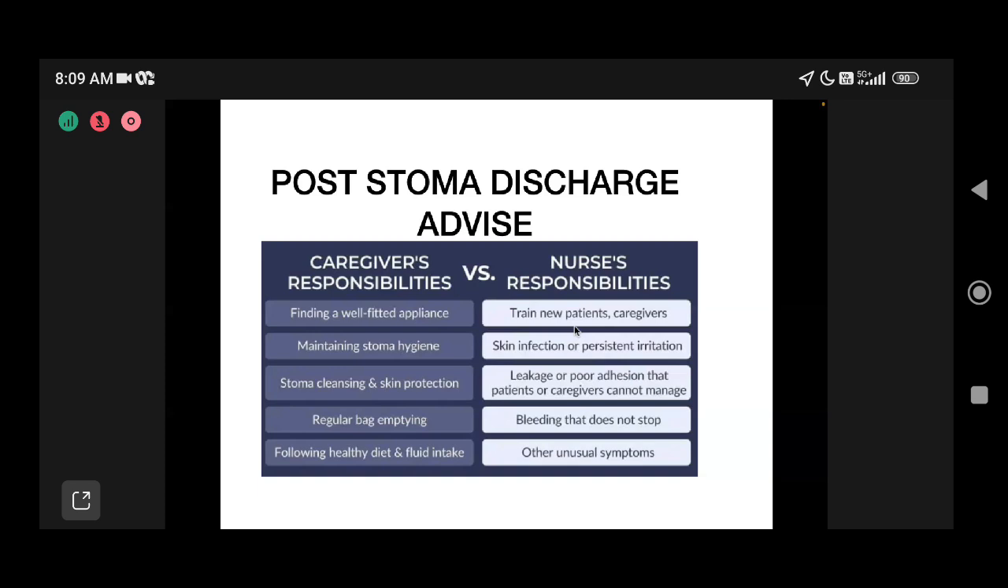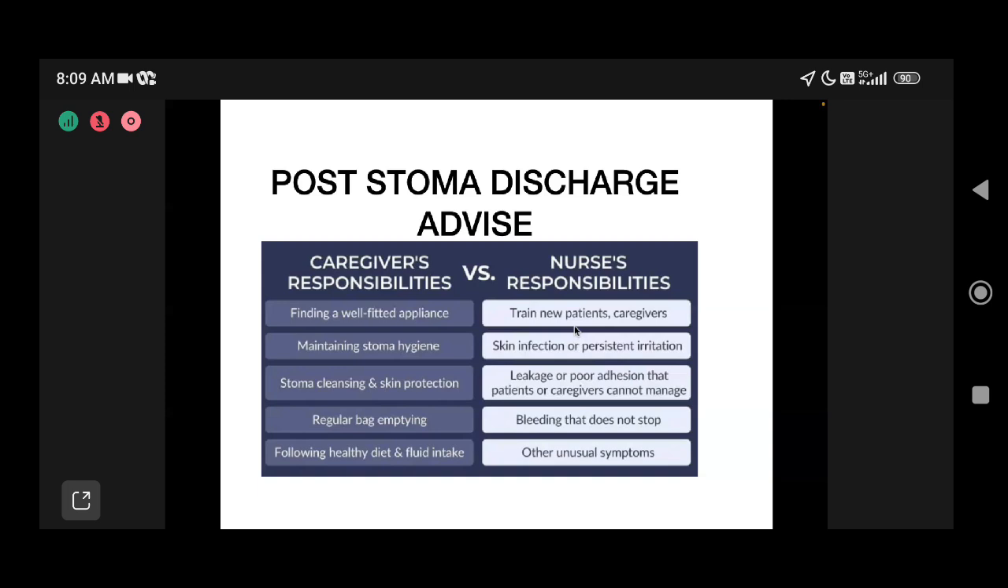So stoma cleansing and skin protection are very important, along with regular bag emptying. Then we also need to educate on what is called irrigation. For patients who have crossed more than 6 months and who have a properly done stoma, we can educate about irrigation, especially those living with permanent stomas. Then we also need to advise on diet and how much fluid intake should happen in the different seasons.